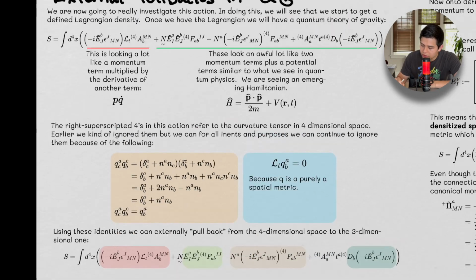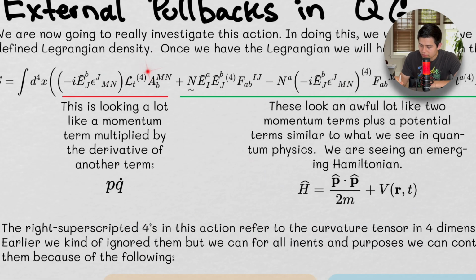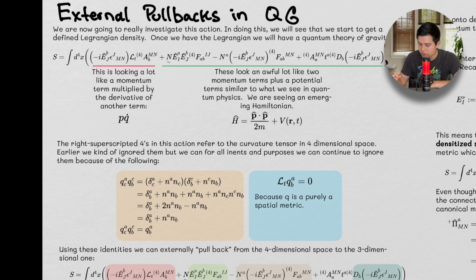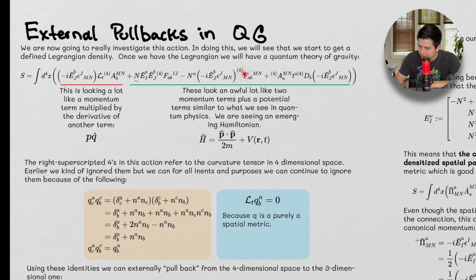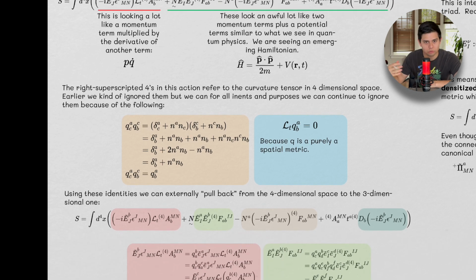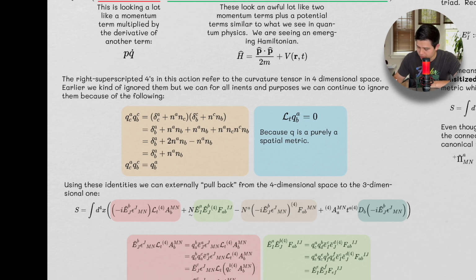We also notice these superscripted 4s. This was not in our earlier video. It just refers to the curvature tensor in four-dimensional space. When we have these 4s, we have them here and also here, this is really referring to x, y, z, and time. But we can ignore all these superscripted 4s for the following reason, and we're going to go ahead and do that now.